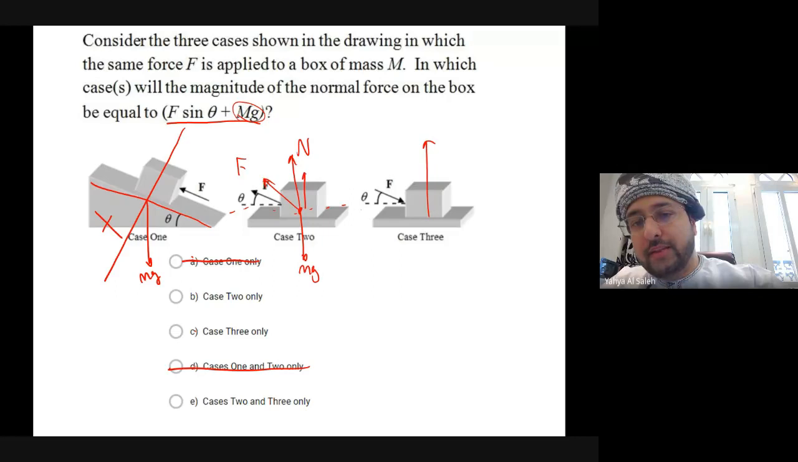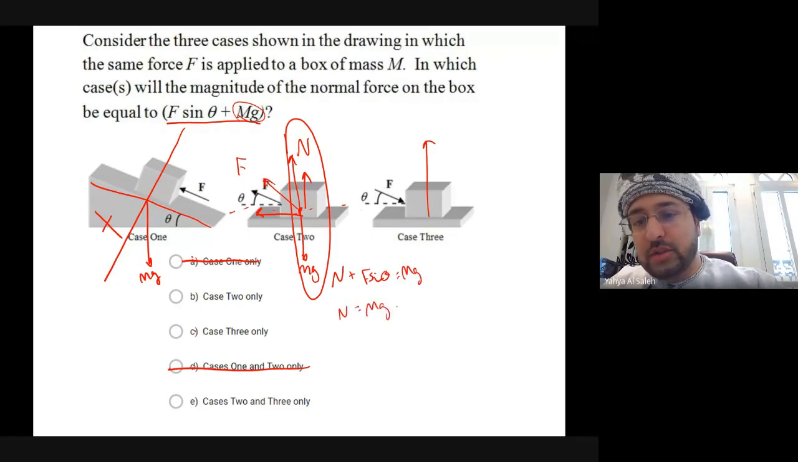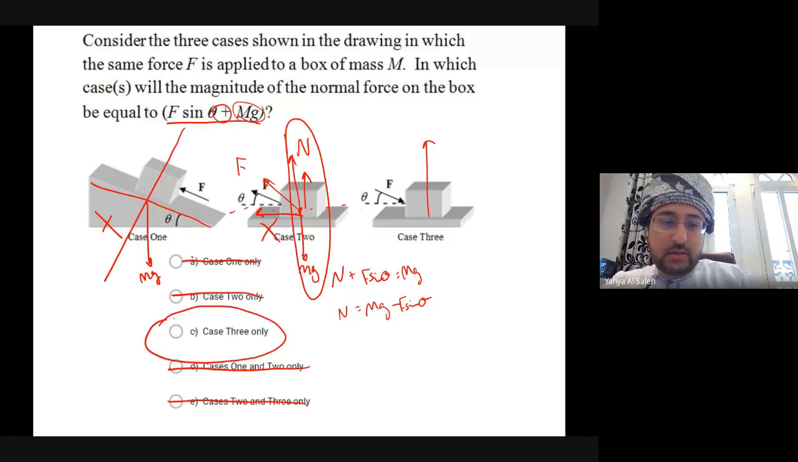F will have a component like this and a component like this, which means since my block is not floating, the sum of these will need to be 0. So N plus F sine theta will be equal to mg. N equals mg minus F sine theta, and this is plus. So case 2 is also wrong. So anything that involves case 2 is also wrong, which means the only case where this is correct is case 3, C.